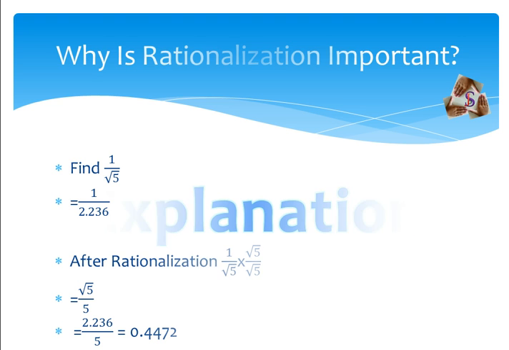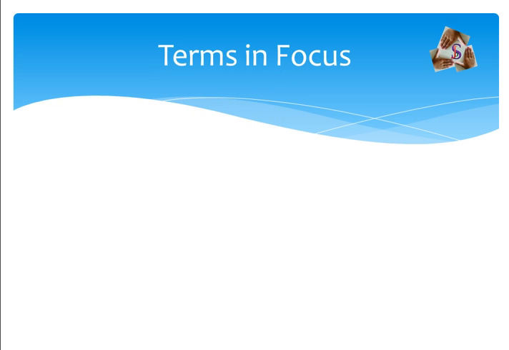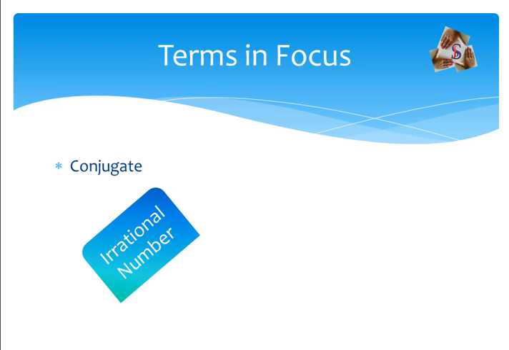Proceeding further is our next section, that is the explanation section. In this section, I will be stressing on the terms used and how to rationalize the denominator. So let me begin with the term conjugate. Now what is a conjugate? So we have an irrational number. Our main aim is to convert it to a rational number.